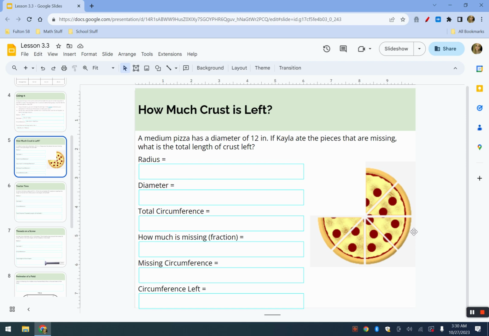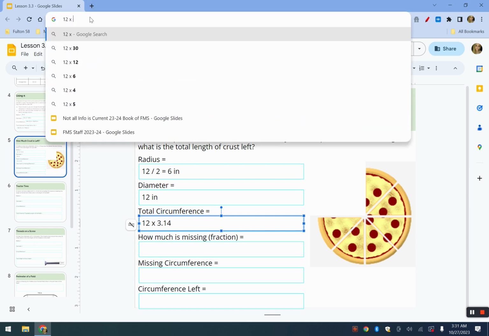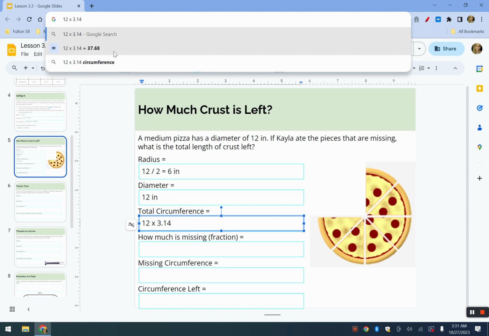All right. So it tells us that the pizza has a diameter of 12, so I'm just going to go ahead and put that in for the diameter. The radius is always half of the diameter, so we're going to divide it by 2, and that's going to give us 6. For the circumference of the entire pizza without the missing part, we take 12 and multiply it by 3.14. That's going to give us 37.68.